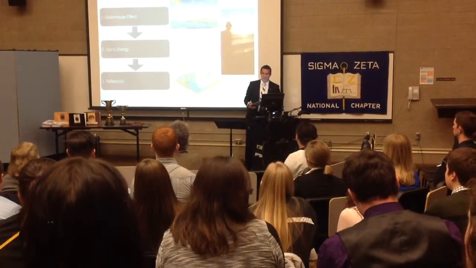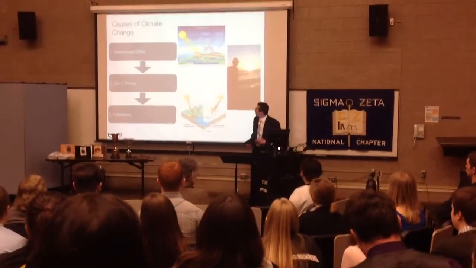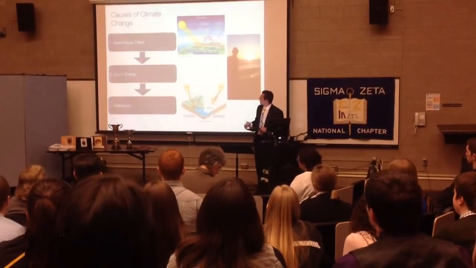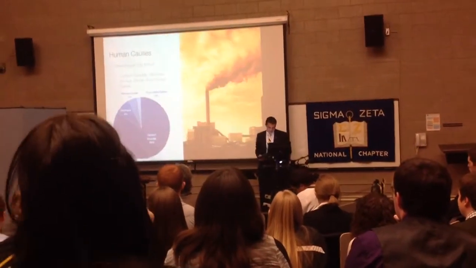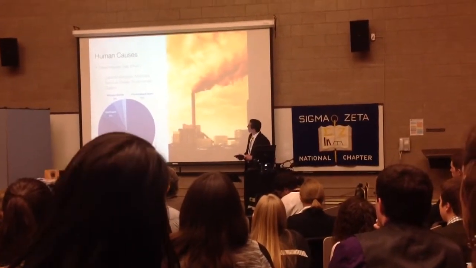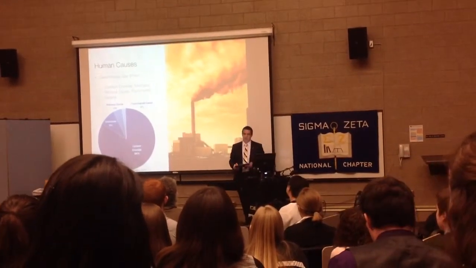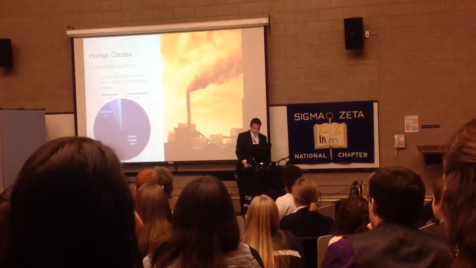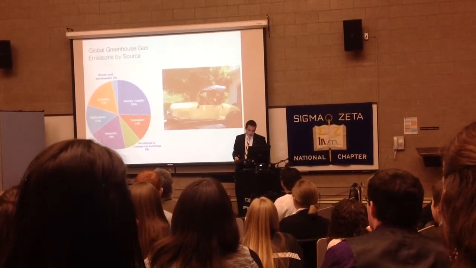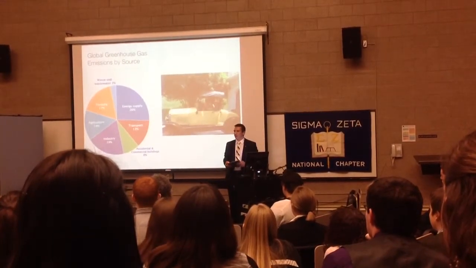I'm going to breeze through this because this is stuff I think most of us know as science majors, basic stuff. The three main causes of climate change include the greenhouse effect, the sun's energy, and reflectivity. Next up are human causes. Obviously, the greenhouse effect involves carbon dioxide, methane, nitrous oxides, and a lot of fluorinated gases. The largest global greenhouse gas sources are the energy sector and transportation.